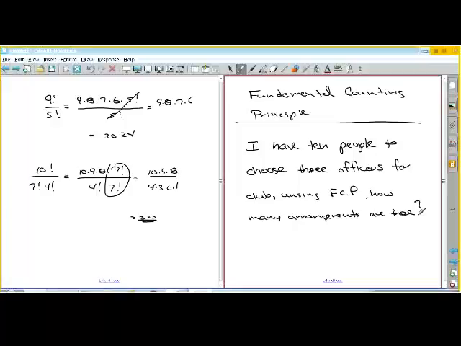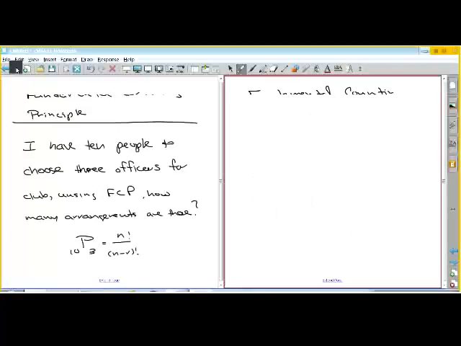Now, you might recognize this as a permutation problem because I have officers, which order is important. I have 10 people to choose from, 3 people at a time, so I could solve the problem just by saying permutations of 10 things taken 3 at a time, and that would give me the correct answer. Of course, you would do n factorial over n minus r factorial.